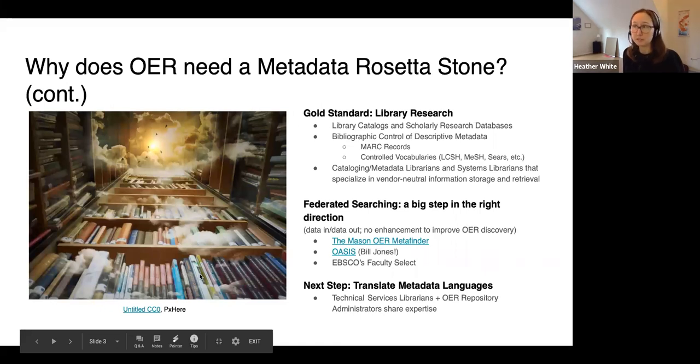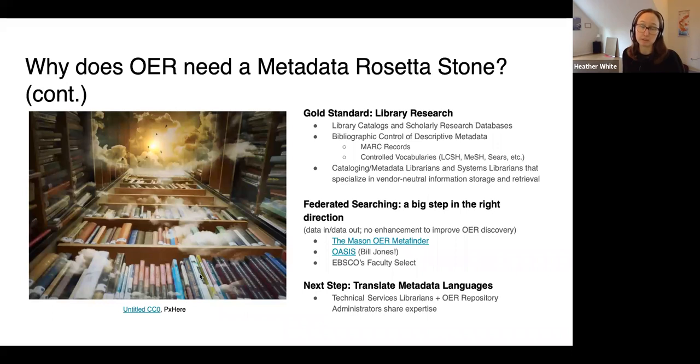Okay, so the gold standard is library research. We've got library catalogs and scholarly research databases that have really robust metadata schemes that are normalized between each other to enable efficient searching. The concept of bibliographic control of descriptive metadata is something that librarians are experts in, specifically systems librarians, technical services librarians, and cataloging librarians, but we've been a little slow to bring that whole paradigm to OER.